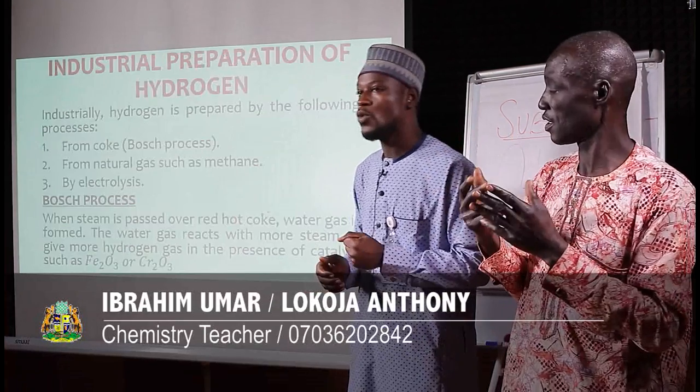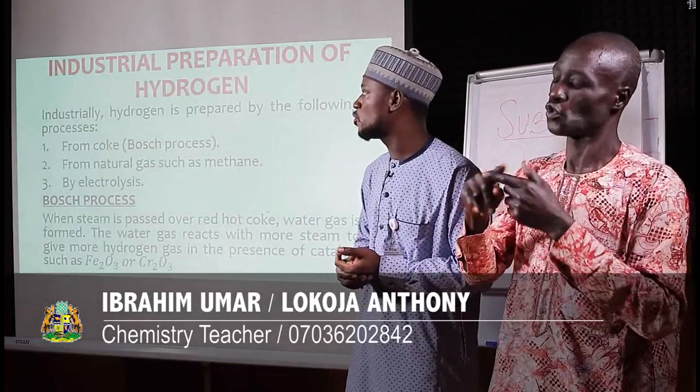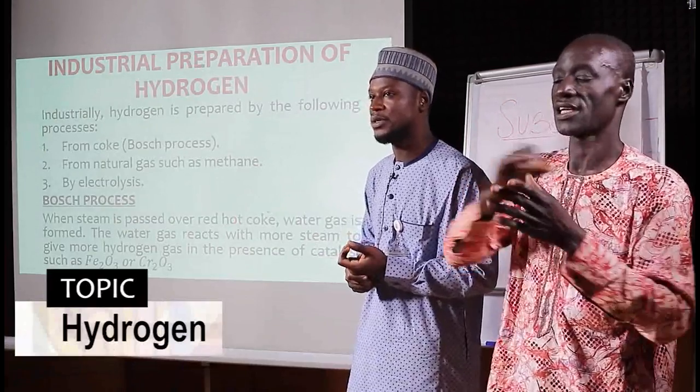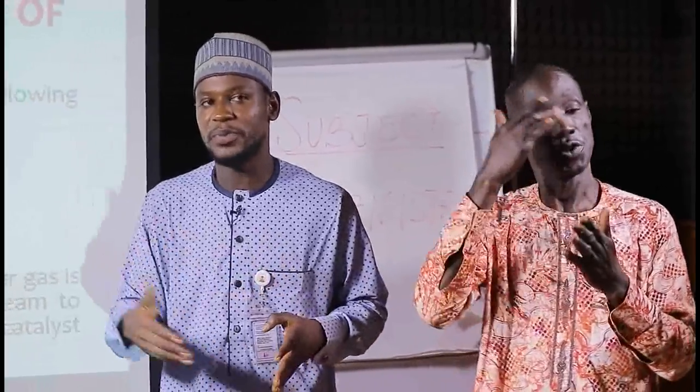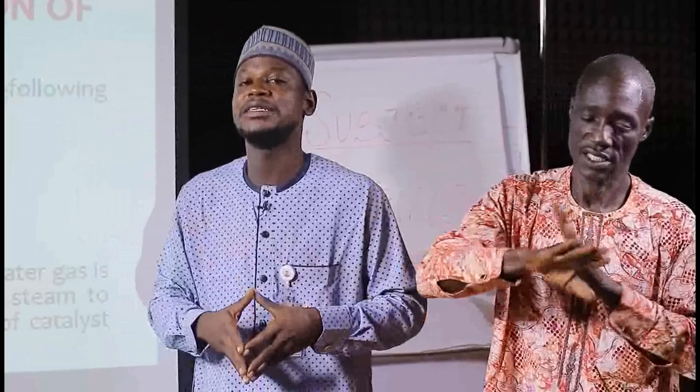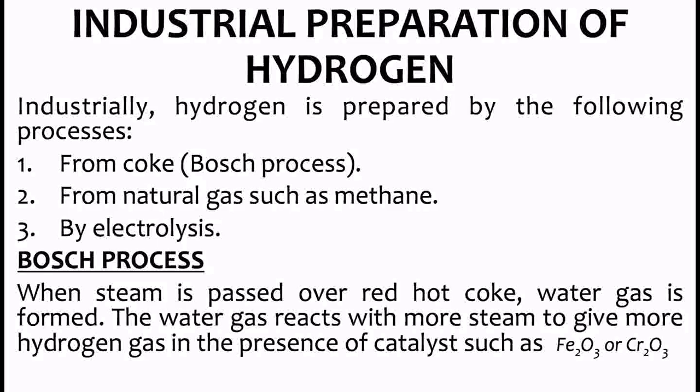Now having said that, we go into the industrial preparation of hydrogen. The hydrogen we discussed was prepared in the laboratory. So how do we prepare it in industries when we need it on a large scale? We have 3 methods of that preparation. The first one is preparation of hydrogen from coke, which is called the bosch process. We also have the preparation from natural gases such as methane. And finally, it can be prepared on a large scale in industry by electrolysis.